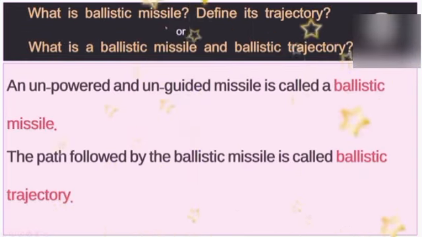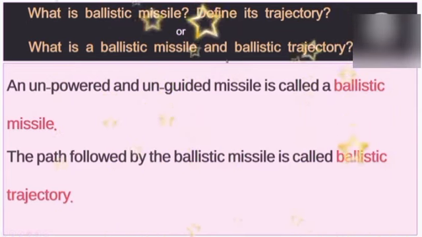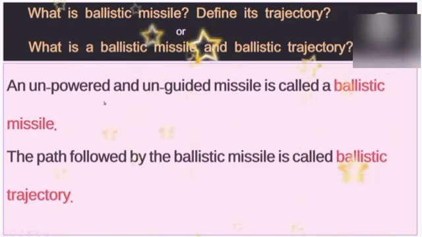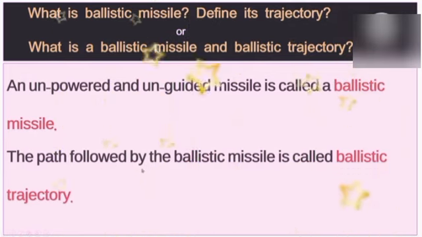What is a ballistic missile? Define its trajectory. An unpowered and unguided missile is called a ballistic missile. The path followed by the ballistic missile is called ballistic trajectory.